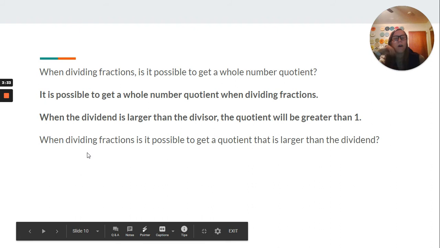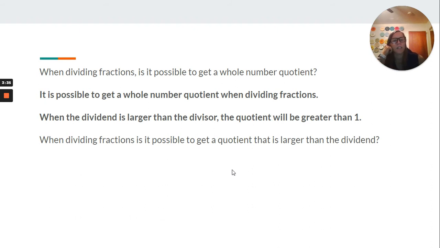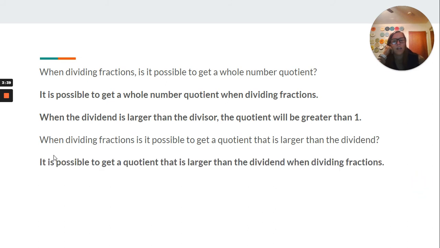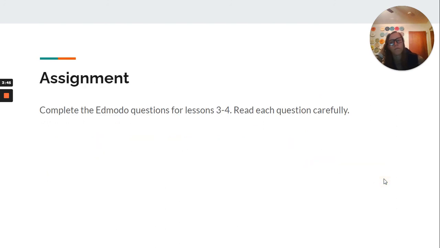Okay, so now when dividing fractions, is it possible to get a quotient that is larger than the dividend? It is possible, yes, to get a quotient that is larger than the dividend when dividing fractions. So I know that's a short lesson. I'm trying to keep it short for you because I know that you've had a lot of lessons this week and maybe you're catching up on stuff.